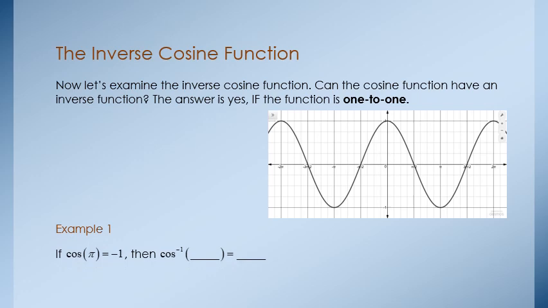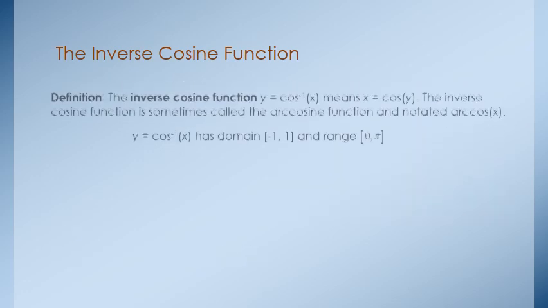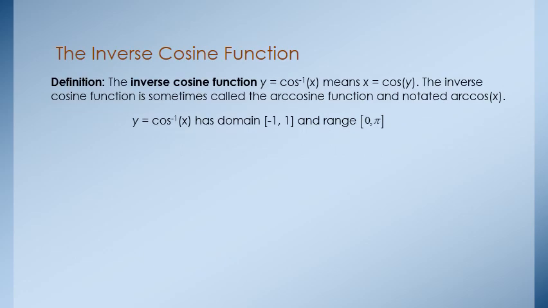Example 1 says, if cosine of pi is equal to -1, then the cosine inverse of -1 would be equal to pi. Here's the formal definition. The inverse cosine function, y equals cosine inverse of x, means that x is equal to cosine of y. The inverse cosine function is sometimes called the arc cosine function, and it's notated as arc cosine x. In this class, we will say that y equals cosine inverse of x has a domain from -1 to 1 and a range of 0 to pi.